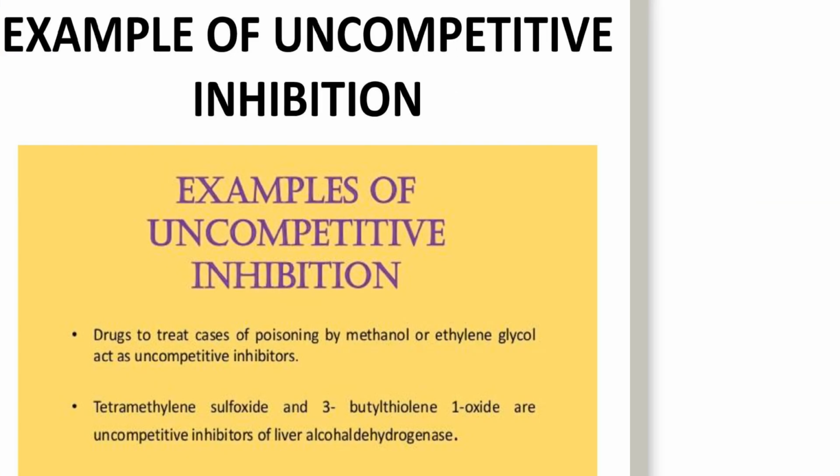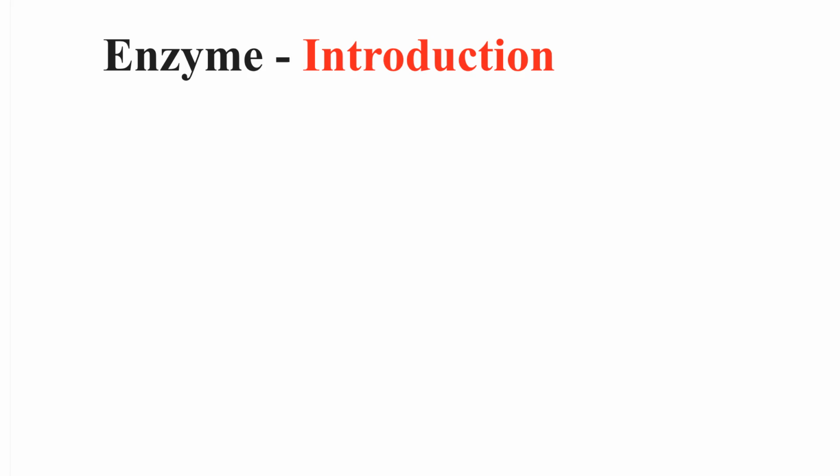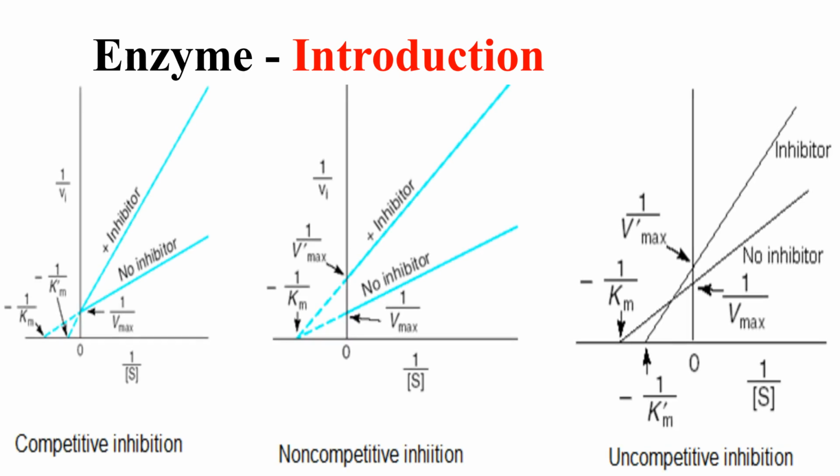Examples of uncompetitive inhibitors include drugs used to treat poisoning by methanol or ethylene glycol. Tetramethylene sulfoxide and 3-butylthioline-1-oxide are uncompetitive inhibitors of liver alcohol dehydrogenase. Lineweaver-Burk plots are linear representations of enzyme kinetics. This visual shows the Lineweaver-Burk plots for competitive, non-competitive, and uncompetitive inhibition.